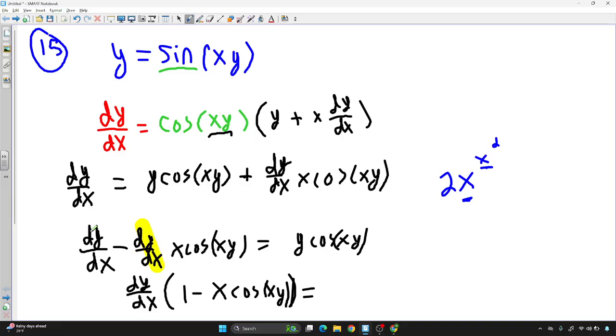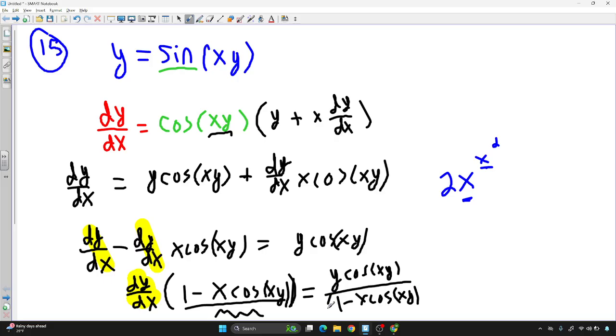So again, this is what we're trying to solve for. And now we'll have just y cosine xy all divided by that quantity, because we're dividing by that on both sides. I'll just put a scribble there. I don't know if we need the extra parentheses, but I'm a big fan. Okay, so that was 15.